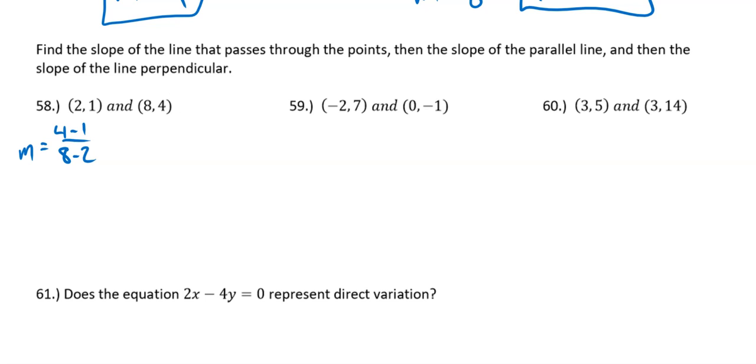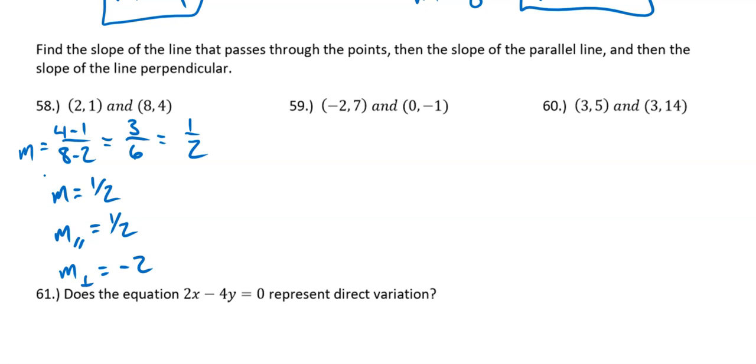Okay. So this guy, 4 minus 1 is a 3. 8 minus 2 is a 6. And then that gives me a 1/2. Make sure you reduce it all the way. So the slope of this thing is a 1/2. But then the slope of the parallel line, remember parallel lines, the slope is the same. So the parallel line would also be a 1/2. And then the perpendicular line, remember, is the opposite reciprocal. So I change the sign and flip it. So if I change the sign, it's going to be negative. And if I flip a 1/2, it becomes a 2. Okay?